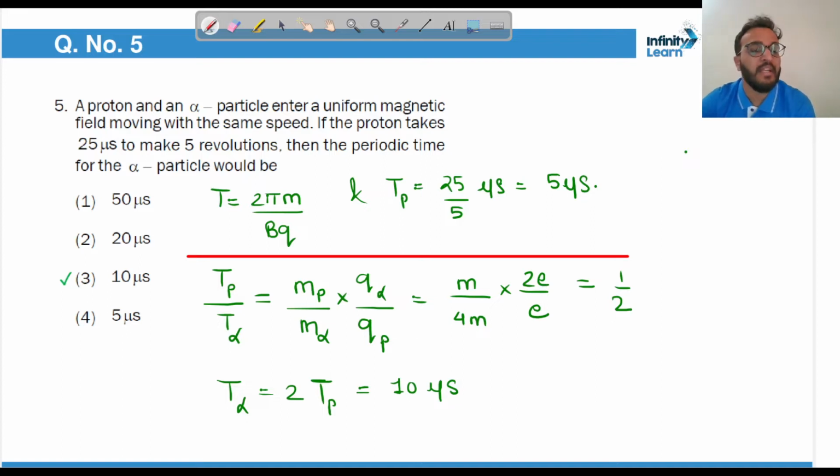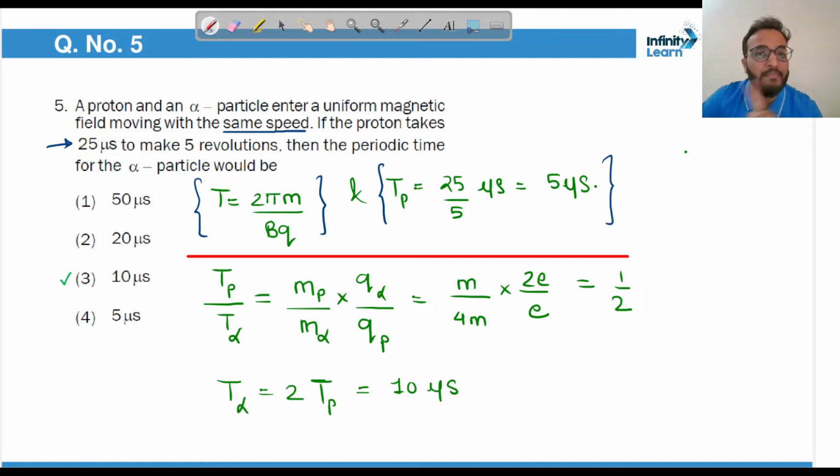Question number 5. A proton and an alpha particle enter a uniform magnetic field with the same speed. That means here they have given that the speed is the same, right? If the proton takes 25 microseconds in 5 revolutions, then the periodic time for the alpha particle will be? What is the formula for time period? 2 pi m by Bq. Right, this is the formula. And what is the time period of the proton? 25 microseconds for 5 revolutions, so for one revolution it will be 25 by 5, that is 5 microseconds.